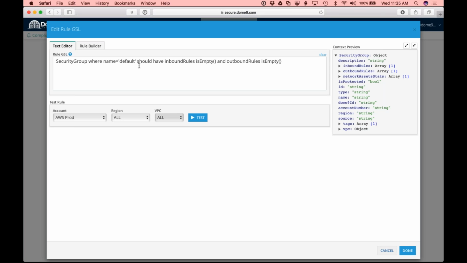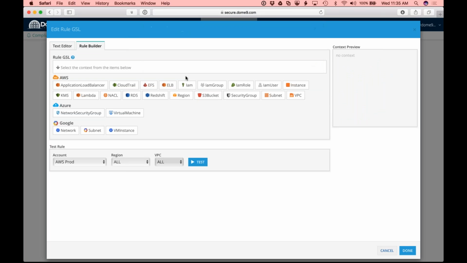And if you know the syntax of GSL, which is relatively straightforward, and as we suggested, there are many examples within Dome9, then straight away you can edit rules that way. If you don't, we have a guided process that we call the Rule Builder that really allows you to pick the entity you want to measure and then walk through the building of a rule. So, we've used a lot of network security examples so far. Let's use something maybe more identity-based.